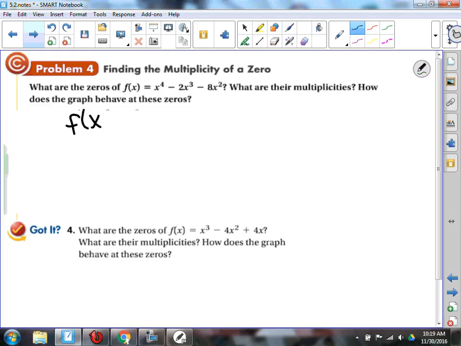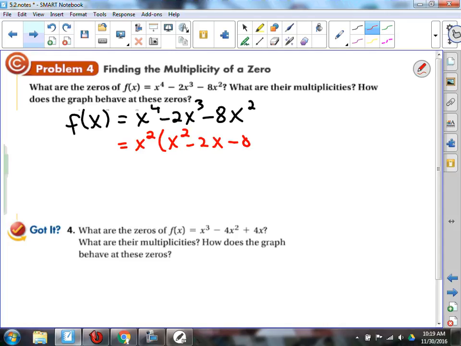f of x is x to the fourth minus 2x cubed minus 8x squared. So notice that the GCF here is x squared. So this would be x squared times the quantity x squared minus 2x minus 8. We should be able to factor that further still.